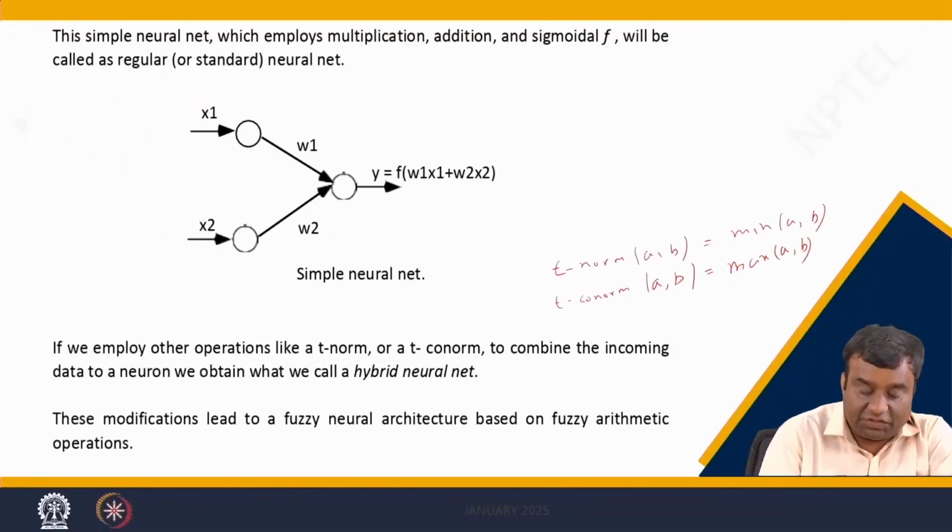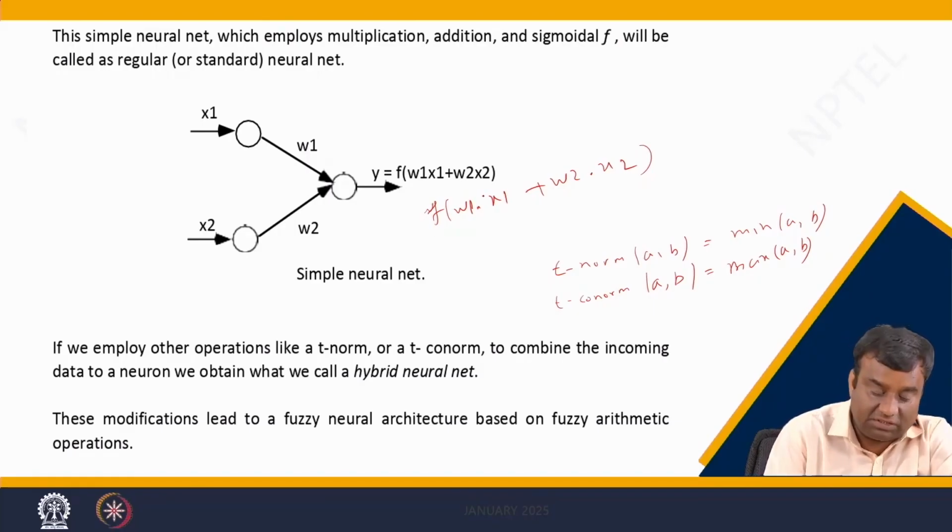So, Neuro-Fuzzy. First was the standard neural network. You have studied that these are neurons, these are the weights and the input. So the output is the activation function of W1 into x1 plus W2 into x2. This F, the sigmoid function, may be any activation function.